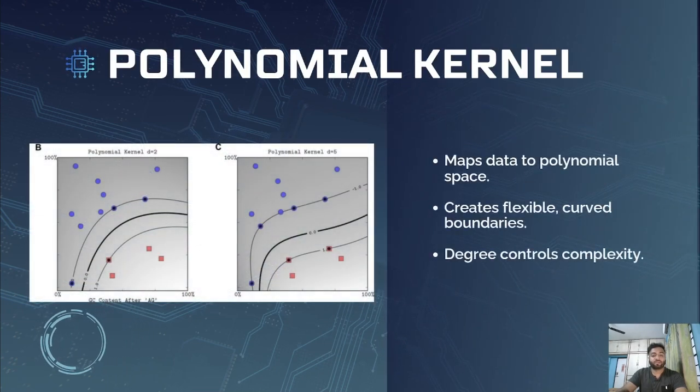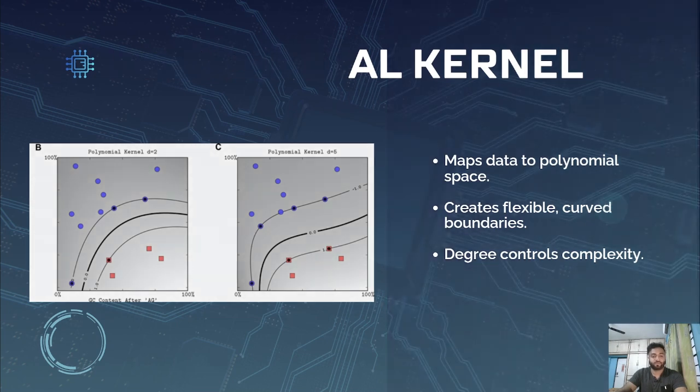One of the most common kernels is the polynomial kernel. This kernel works by mapping the data into higher dimensions using a polynomial function, which allows it to model non-linear relationships. The degree of the polynomial kernel determines the complexity of the decision boundary. Higher degrees create more complex decision boundaries, while lower degrees might underfit the data.